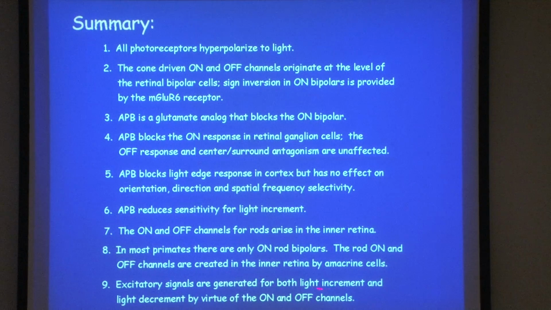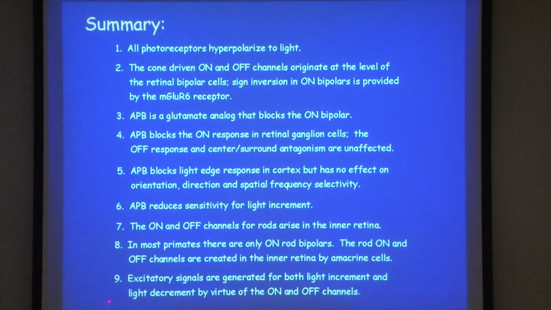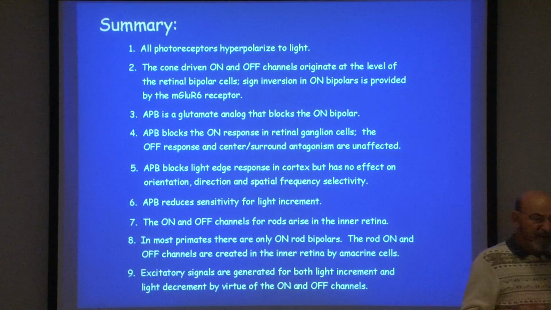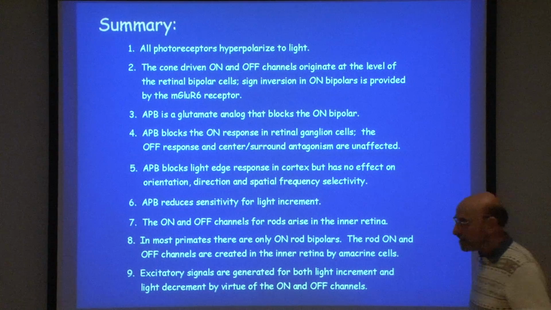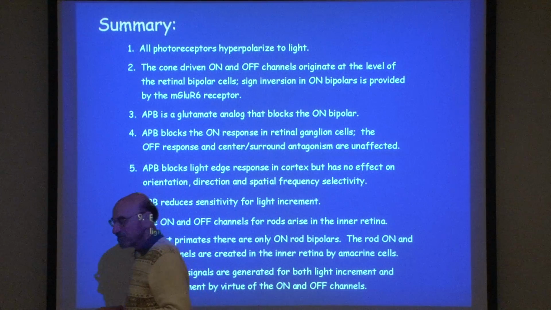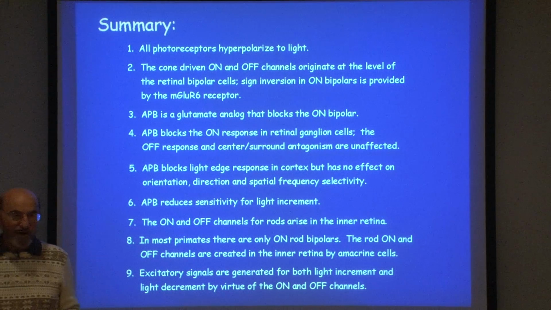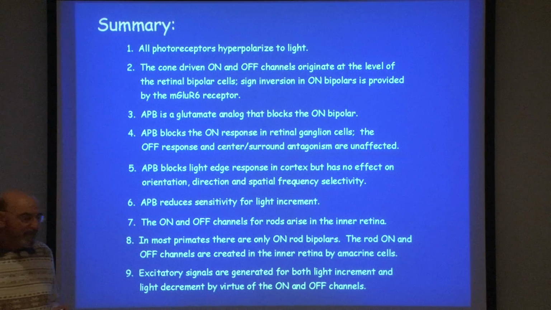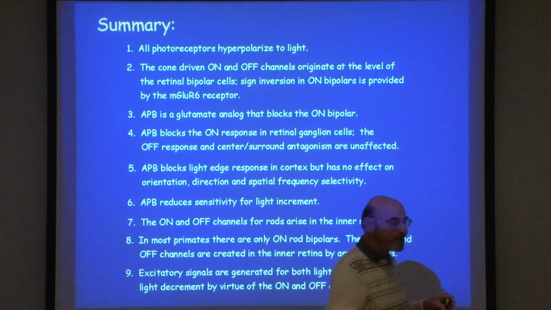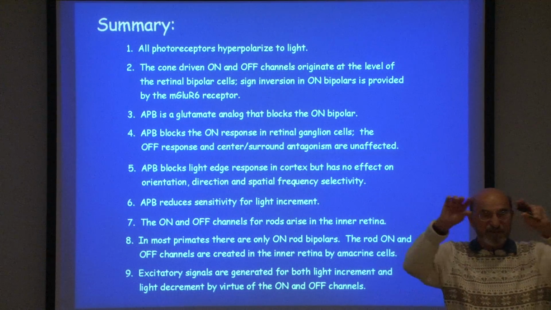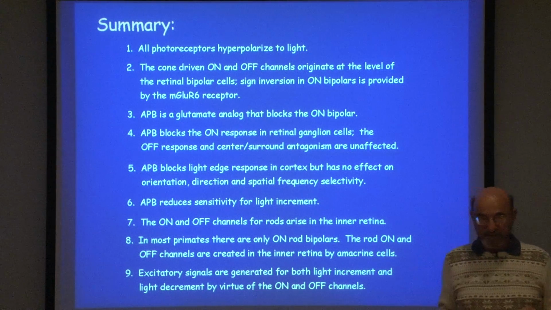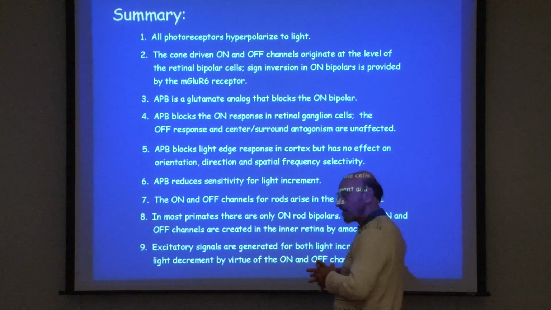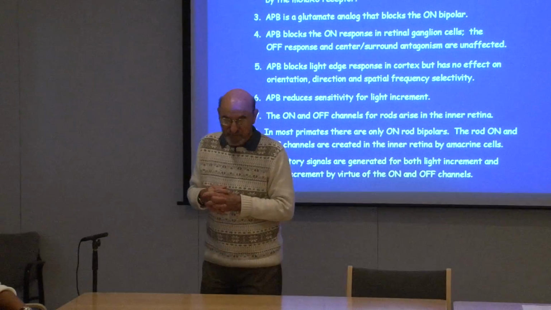And lastly, excitatory signals are generated for both light increment and for light decrement by virtue of the on and off channels. So those are the major conclusions that we need to make about this remarkable achievement of how the visual system works, by virtue of having created the on and the off channels, by creating from a single-ended system of the photoreceptors a double-ended system at the level of the bipolar cells. So that then is, sorry how complicated it is, the basic layout of the retina and the on and off channels.